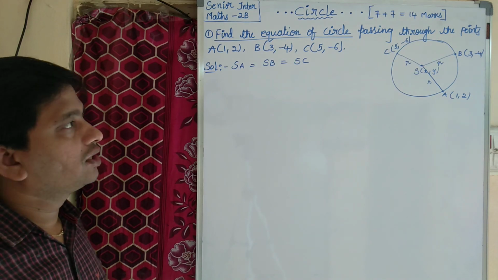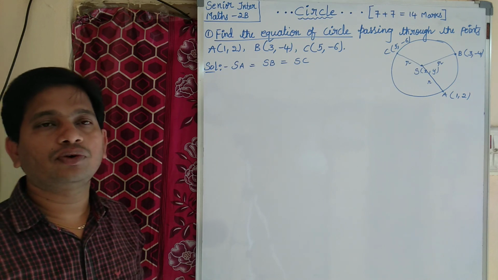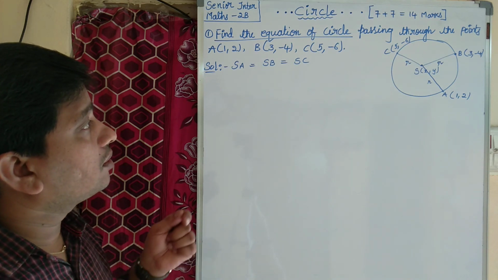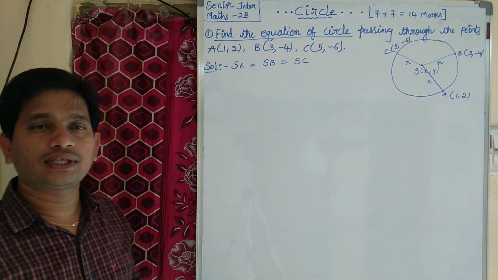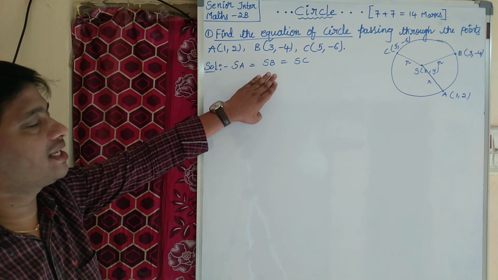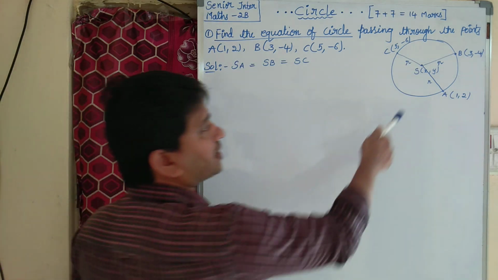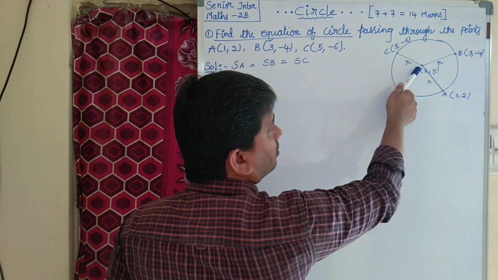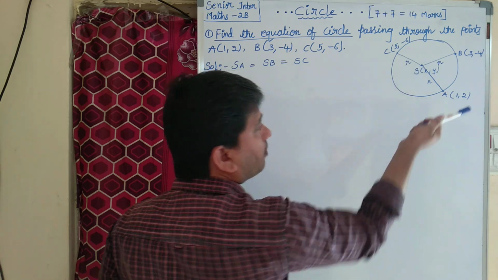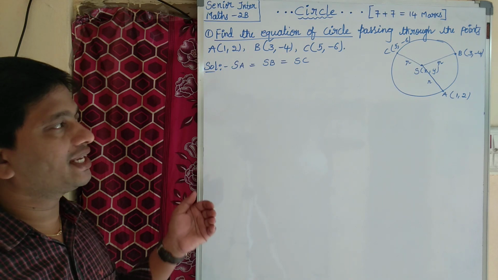Children, did you understand? If you understand this point, everything will be easy. Only we need to know the formula of distance between 2 points. That's all. So why did we write SA, SB, SC? Because they are radius. Radius is always equal. Because S is the center, and A is a point, the distance between the center and any point on a circle is called radius. SA equal to SB equal to SC.